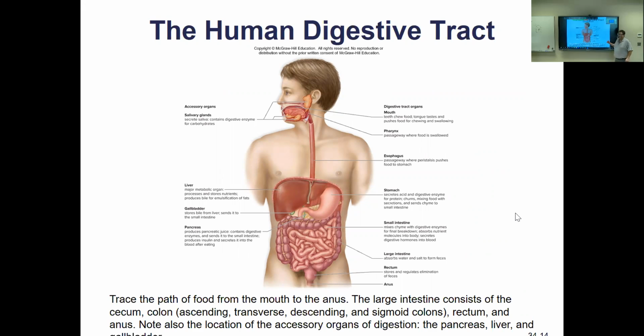And then two other cells make a chemical called pepsinogen, which is the precursor to the digestive enzyme pepsin, that begins protein digestion. But it only converts into pepsin in the presence of a pH of around 2.